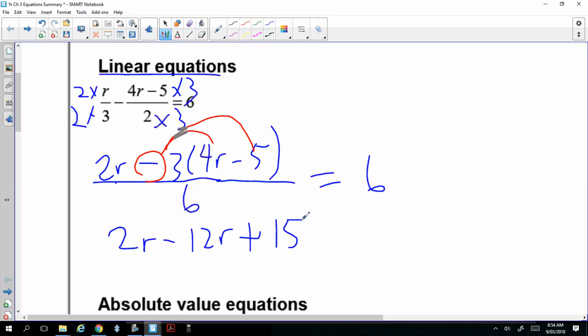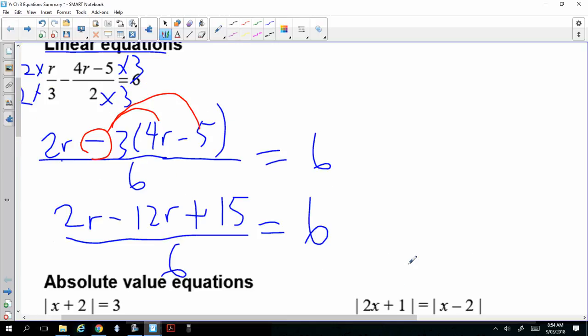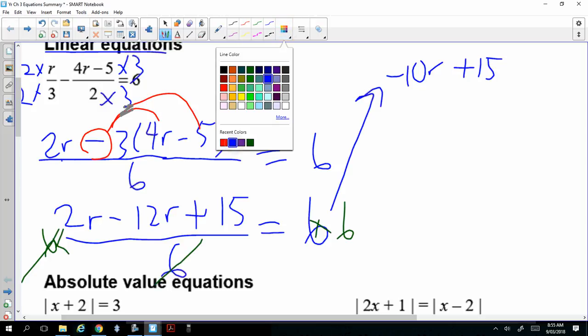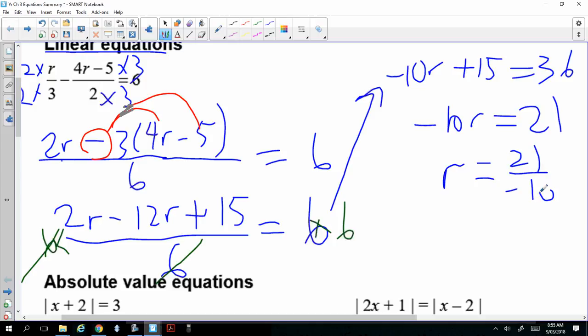All over 6 equal to 6. And then you collect like terms. If we collect like terms, we get negative 10r plus 15. Now multiply both sides by the denominator to get rid of the denominator. So that will be 36. If you subtract, you get 21. And then r is 21 over negative 10, which is negative 2.1.